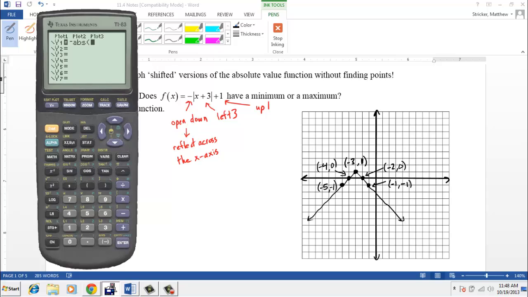So if you press enter, then type in your x plus 3, because we want the absolute value of x plus 3, close parentheses, and add 1. It should look like this. If we hit graph, there's the graph we expect. We could get some points by going to the table, and you see all the points that we used on our graph are also showing up in this table.